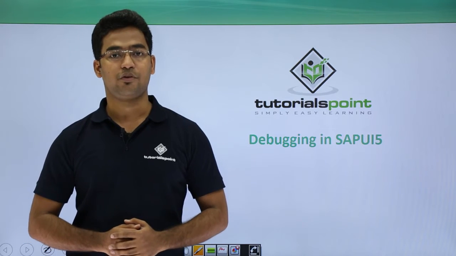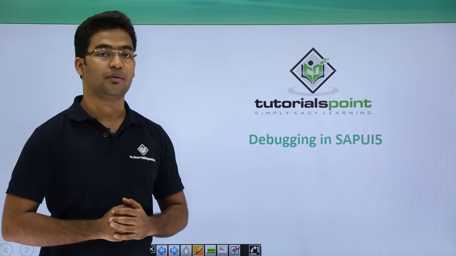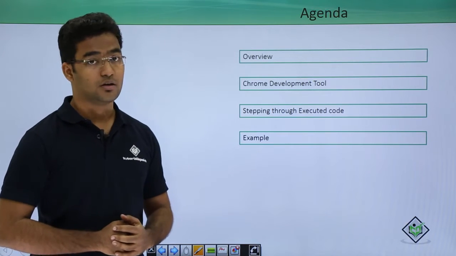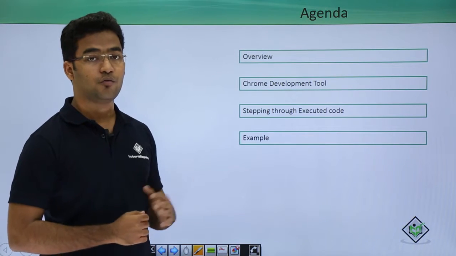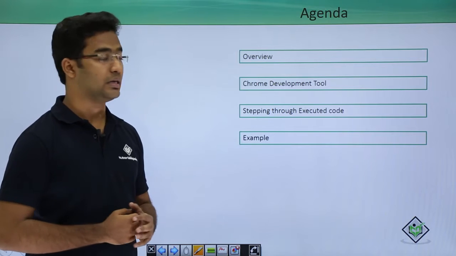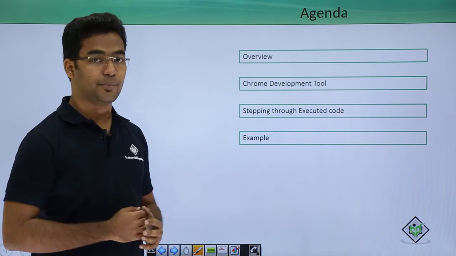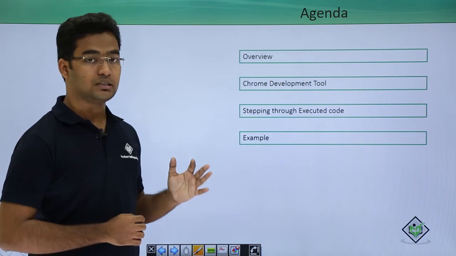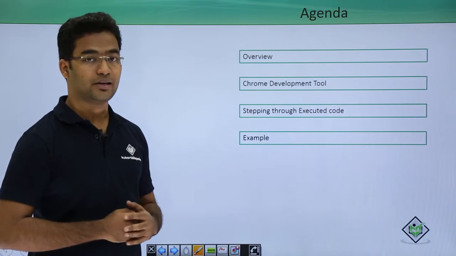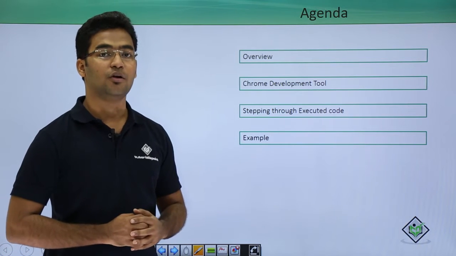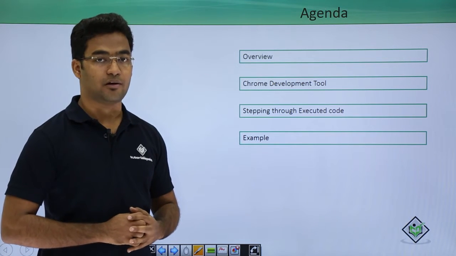So in this session we will be covering debugging in SAP UI5 applications. Let us look at the agenda here. First we will cover the overview of how to debug in SAP UI5 applications. Then we will have a look at the Chrome development tools. And then we will see how to step through the executed code. And at last we will see an example of debugging in SAP UI5 applications.